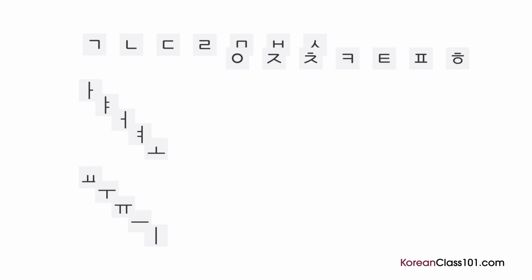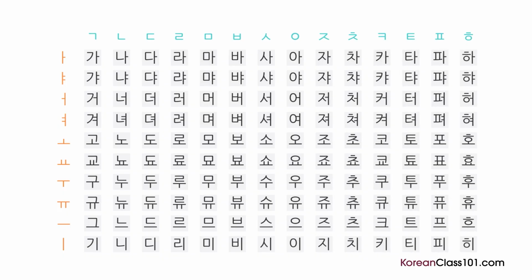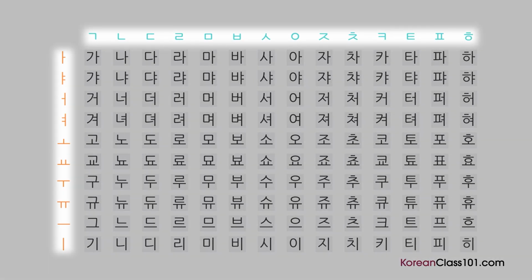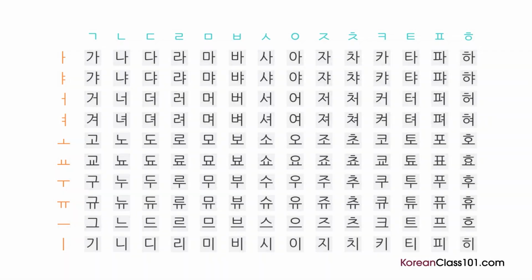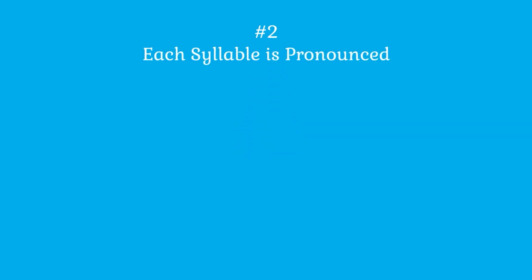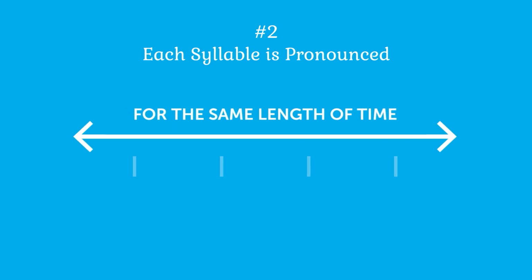You will see many different block arrangements in Korean. But once you master the pronunciation of the 24 basic letters, you can read any of these blocks in Korean. The second key point is, each syllable in Korean is pronounced for the same length of time with equal stress.